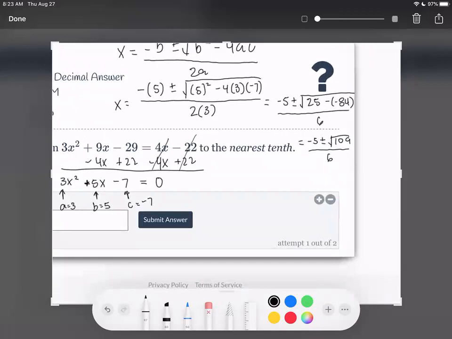Just scooting it up a little bit. So we have two answers that we can type in our calculator. We have a negative 5 plus root 109 over 6. And then the other answer that we have is negative 5 minus root 109 over 6. My phone's not a scientific calculator, so I'm going to write this down on a separate piece of paper so we can type it into the Delta Math calculator. So give me a moment while I write it somewhere else.